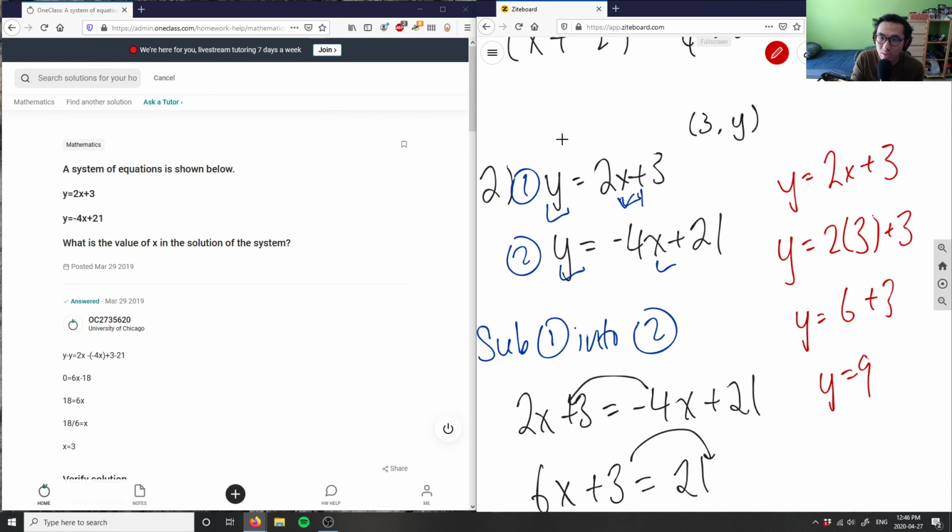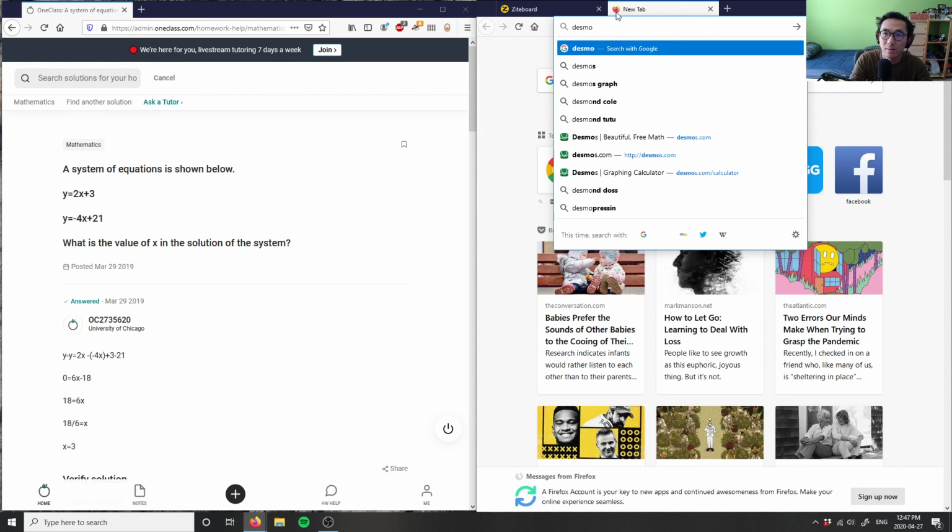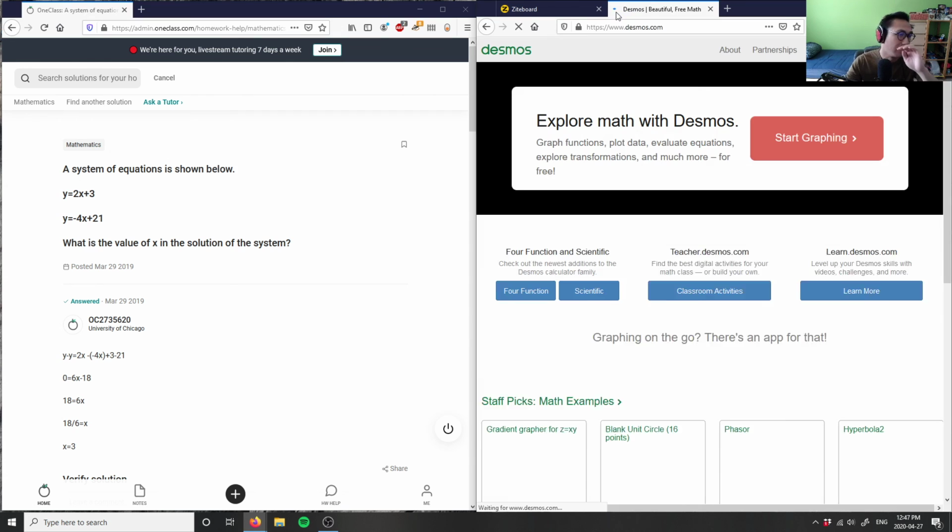Which means the point of intersection, the POI of these two equations, is 3 and 9, right? And what we can do is actually graphically check this out. So let me just do that for you real quick, and we will end the video there.